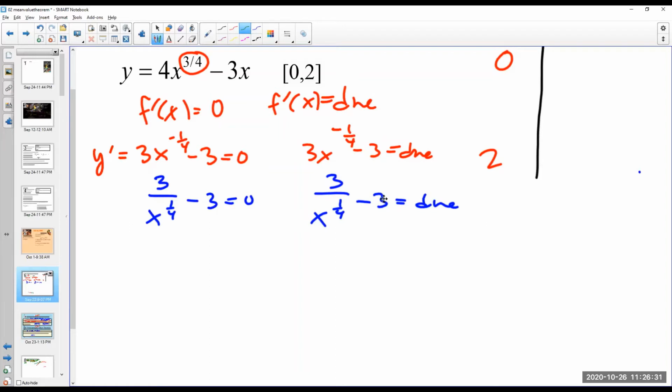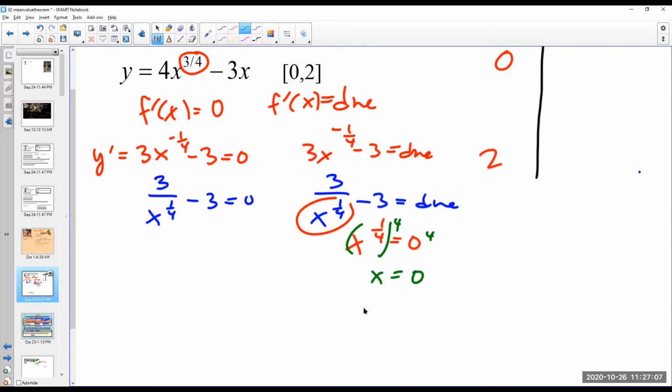On the right side, if you have a fraction, the strategy is to set the denominator equal to 0, because that's when this is going to be undefined. What makes this thing undefined is when your denominator is equal to 0. So if this is equal to 0, how do I solve for x here? How do I get rid of the 1/4? I just raise this to the 4th power, because 4 times 1/4 is 1. So this will be x equals 0.